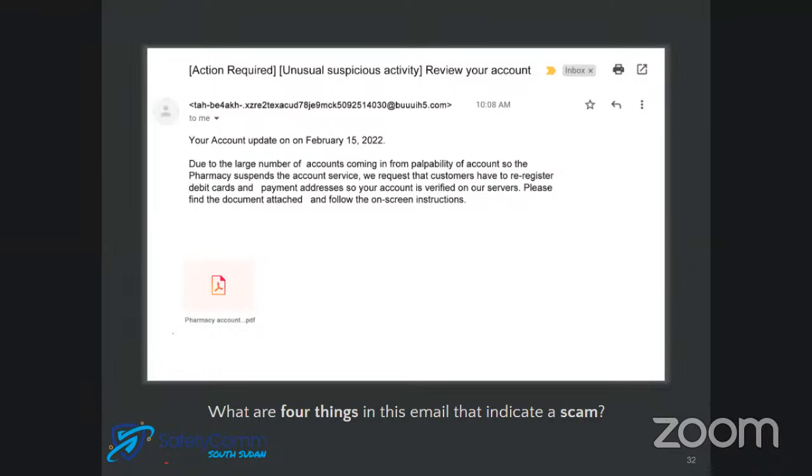So here, your account needs an update. For example, you could get an email from Facebook telling you that your account has been hacked. Please log in to confirm if you still have access to your account. So you will be panicking and trying to find out if your account has actually been hacked. Then from there, you will be giving out your details.